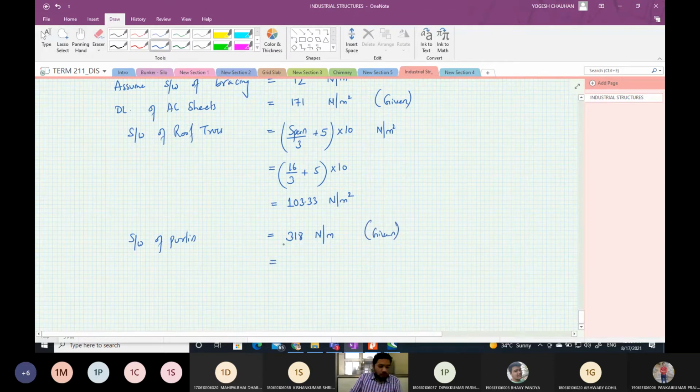So for 8 meter, it will be 318 into 8, which is 2544 Newton. It is the total load, self-weight of the purlin.